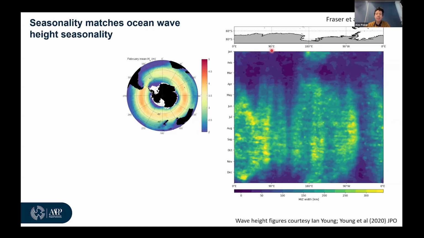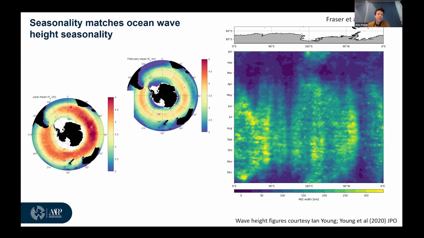Now, talking about seasonality, I want to explain why February is low and the other months are kind of high. It's explained quite nicely by these figures from Ian Young's 2020 paper showing the wave climate in the Southern Ocean. In February, the wave height is fairly small on average, but also the ice edge is a long way south of where the waves are high. So this explains why February is quite low in terms of the MIZ width. Also, there's not much ice to get through in February. So you can't have a 500 kilometer MIZ width in February because there's not 500 kilometers of ice to get through for most of the continent.